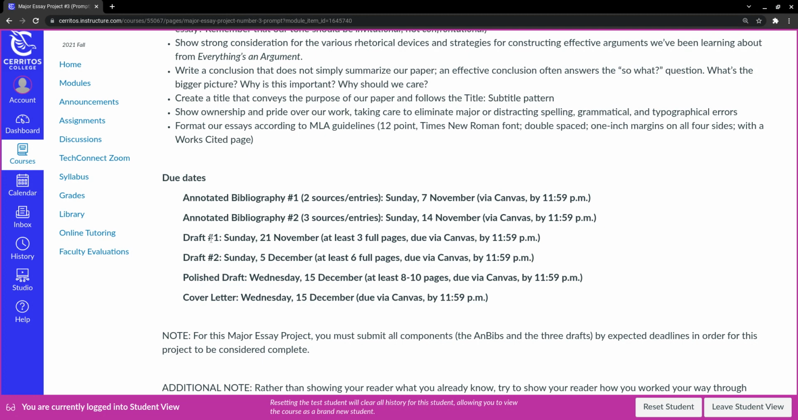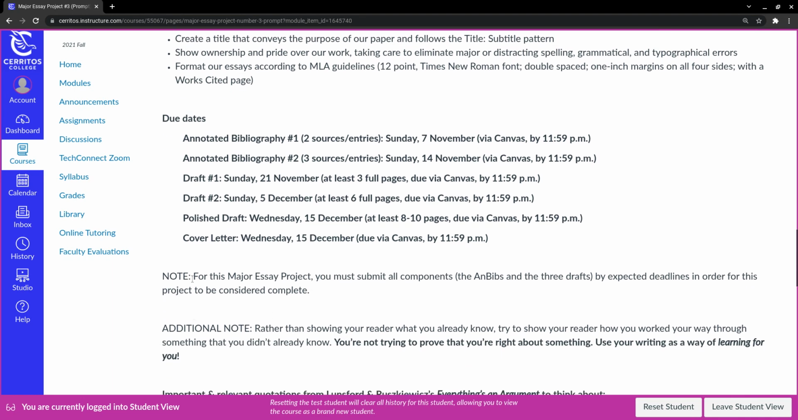Draft 1 of Major Essay Project 3 is due Sunday the 21st of November, and that's going to be at least 3 full pages in length, and that's due via Canvas by midnight. Draft 2 is due Sunday the 5th of December, and that will be at least 6 full pages in length. And then the polished draft is due Wednesday the 15th of December. And that will be at least 8 to 10 pages in length. And then, of course, we have a cover letter for this project as well that will give me a heads up on what you are working on in the essay project.